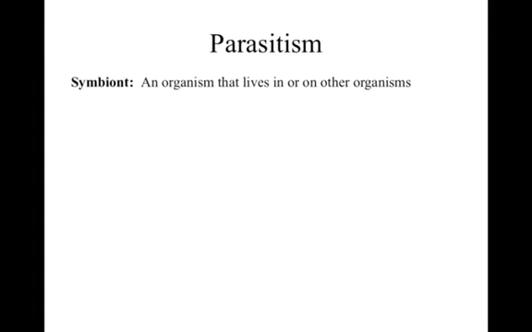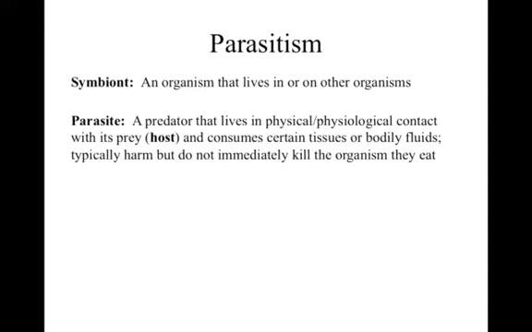So a couple of definitions before we start. A symbiont is any organism that lives in or on another organism. A parasite is specifically a predator that lives in physical or physiological contact with its prey, the host, and consumes certain tissues or bodily fluids. Now, like we learned in the last lecture, parasites typically harm but do not immediately kill the organisms they eat.